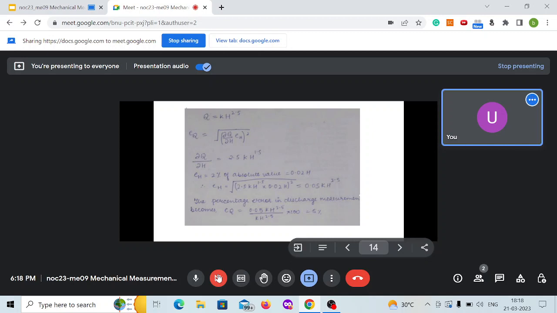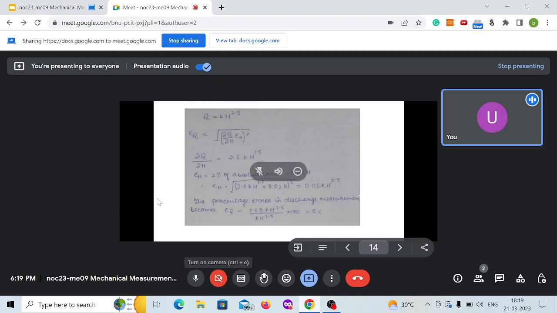H is the head. So from uncertainty analysis, you know the uncertainty of Q is the root of the sum of squares of dou Q by dou h into uncertainty of h, the whole square. As this is a function of only h, you have only one term. So dou Q by dou h is 2.5 times k into h raised to power 1.5. We know that the error is 2% of the absolute value, so the error will be 0.02 h, because it's 2% of the h value.